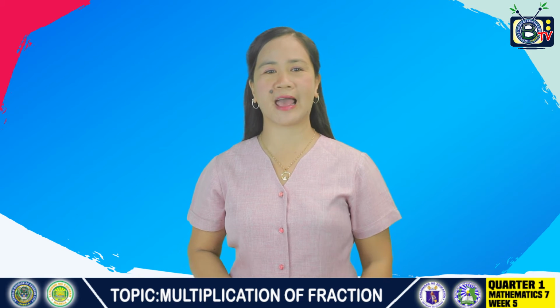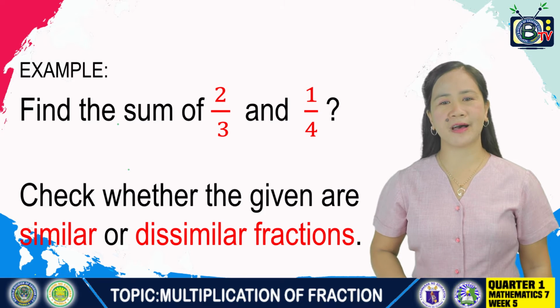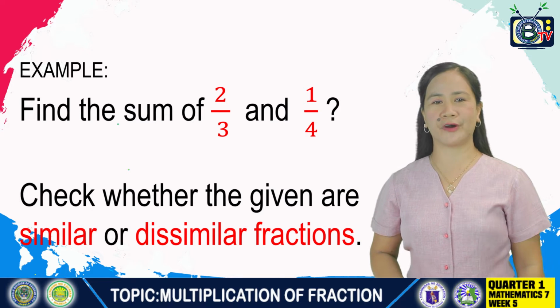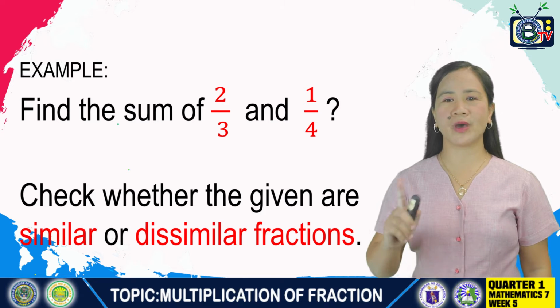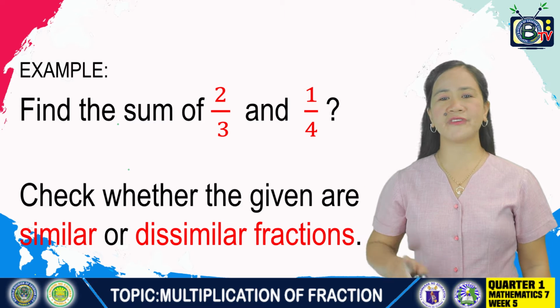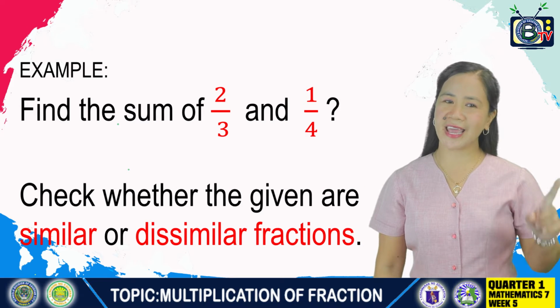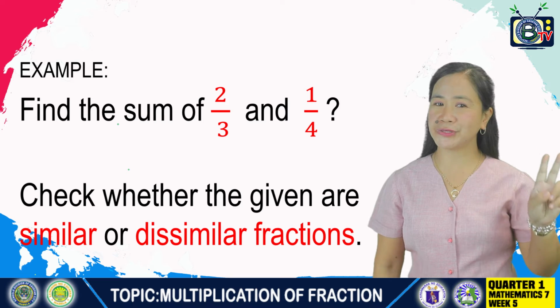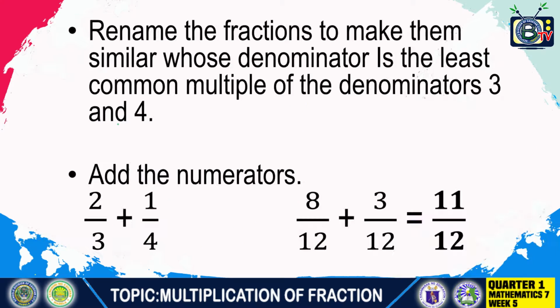Let's have an example, class. Find the sum of 2/3 and 1/4. First, check whether the given are similar or dissimilar fractions. Since the given are dissimilar fractions, then apply rule number 2. So first, rename the fractions to make them similar, whose denominator is the least common multiple of the denominators 3 and 4. After that, add the numerators and copy the common denominator.